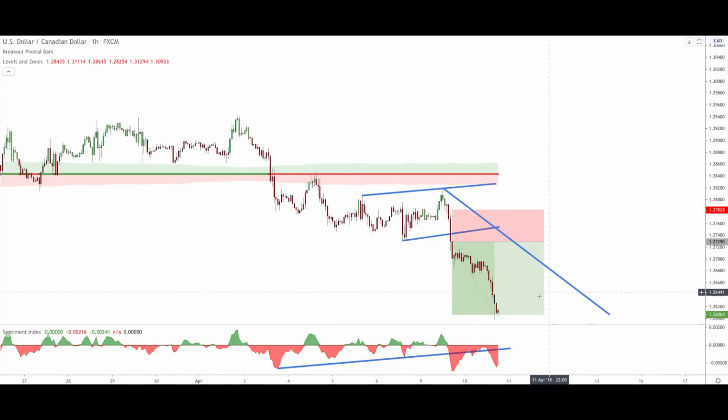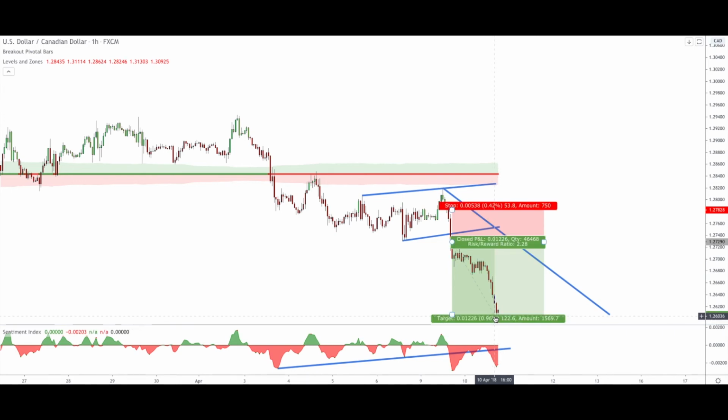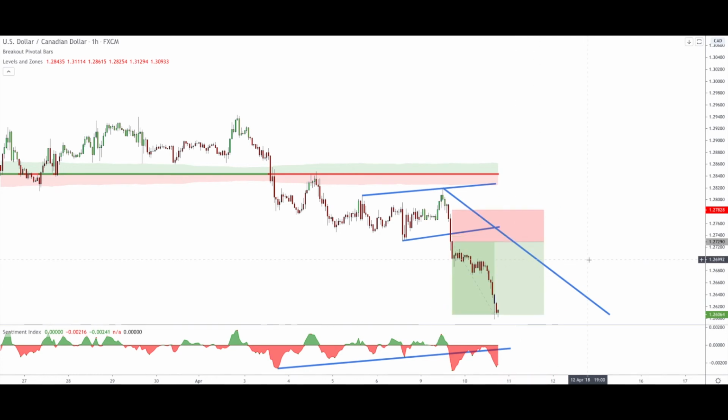So it took just one more candle before reaching the target, actually just one more candle after my previous update. So we took the target here. We closed the trade with an almost 3x return, which is great. It means that we can lose the next 2 point something trades and we can still be profitable.